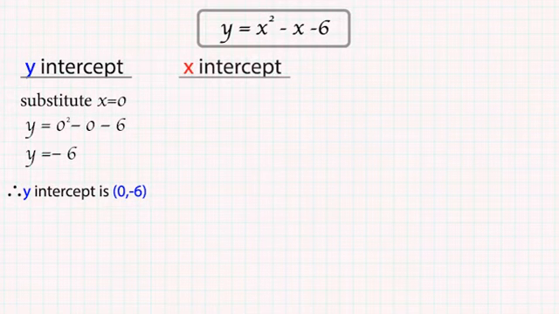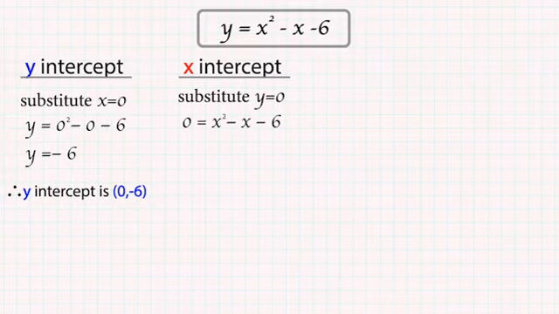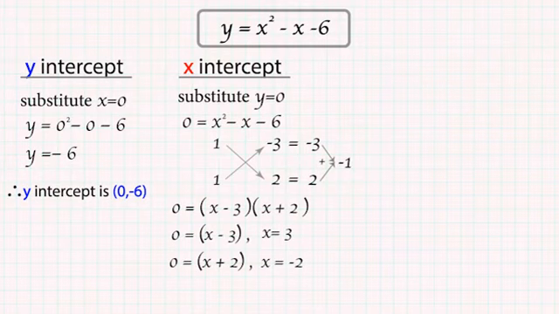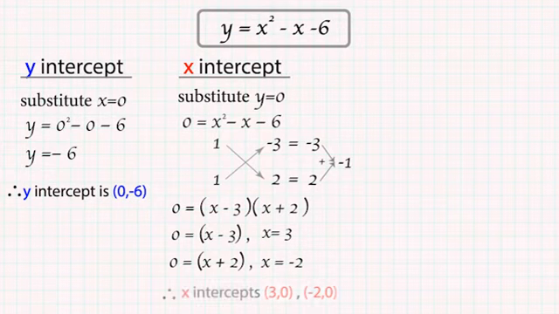Now, to find the x-intercepts, we need to substitute y equals 0. Then we get a nice quadratic equation. Let's factorize this using the cross method. So if x minus 3 is equal to 0, x is equal to 3. If x plus 2 is equal to 0, then x is equal to -2. Therefore, the x-intercepts are at (3, 0) and (-2, 0).